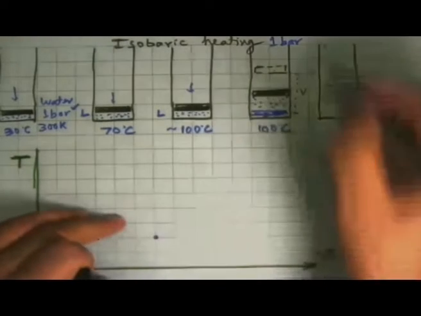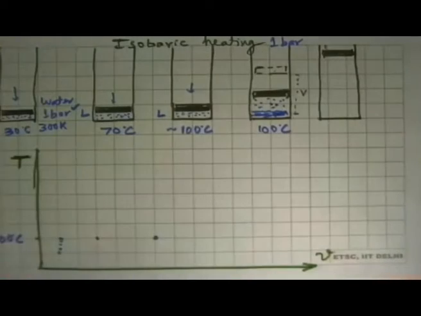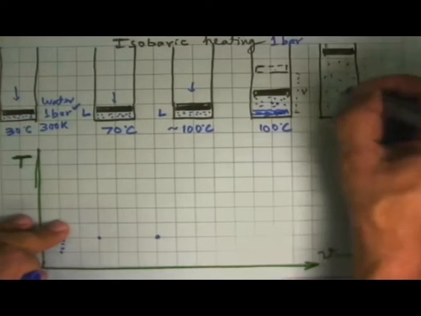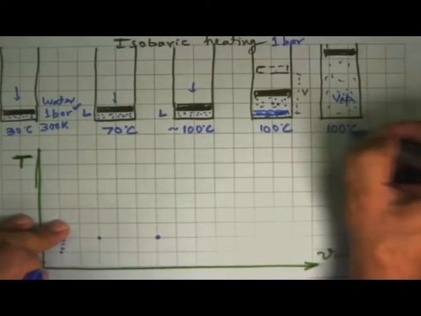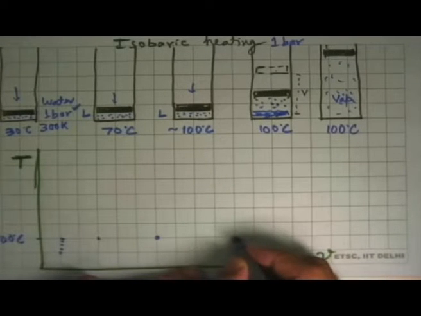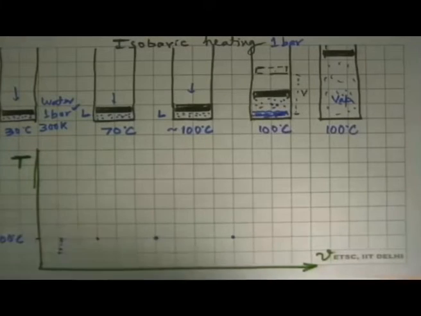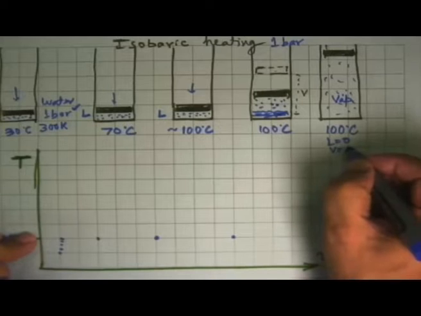We reach a point where the piston has gone up over there, pressure is still 1 bar, and in this all we have now is a vapor, but the temperature is still 100 degrees Celsius. We can make a plot and say, okay, this thing comes over here, which means that at this point liquid is 0 and vapor is complete, 100%.